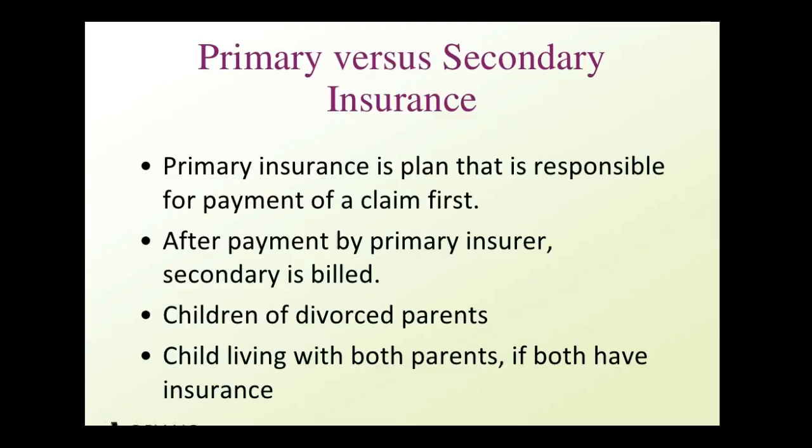When it comes to primary versus secondary insurance, primary insurance is the plan that is responsible for payment of the first claim. After the payment of the primary insurer, the secondary is billed. For example, if a child of divorced parents has insurance through both parents, one of those parents is primary and one is secondary. The same goes for a child living with two parents who both have insurance: one of the parents will be primary and one secondary.